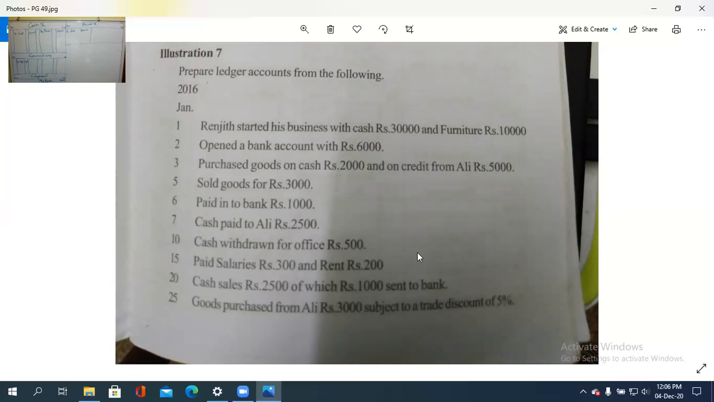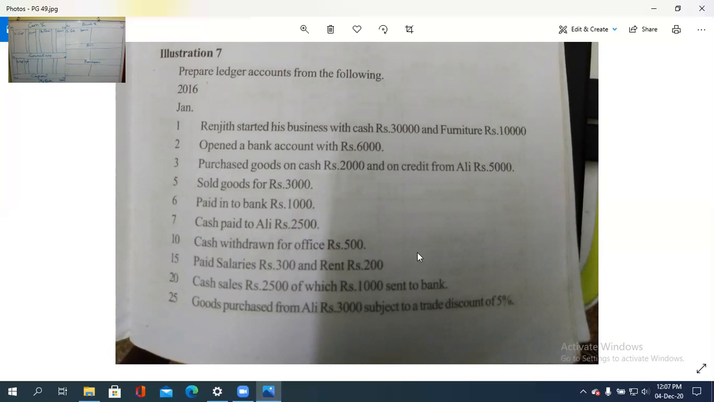Third is purchased goods on cash rupees 2,000 and on credit from Ali rupees 5,000. So there is another account called Ali to prepare. So the entry is what? Purchased goods on cash rupees 2,000. So purchase account debtor to cash. And one more account, purchases account also. Those accounts which have more transactions, you give more space.